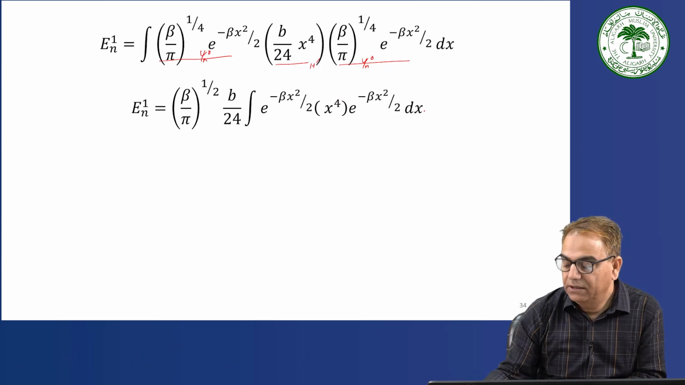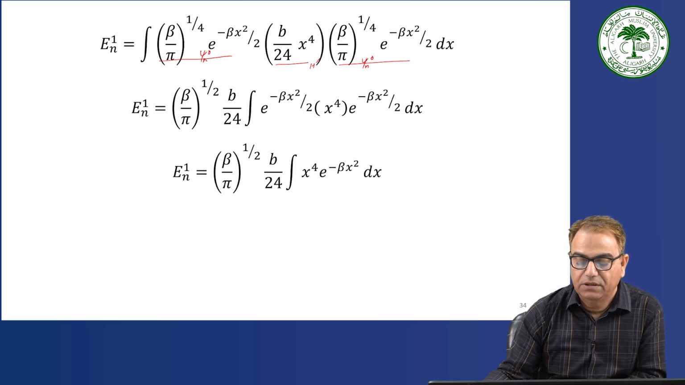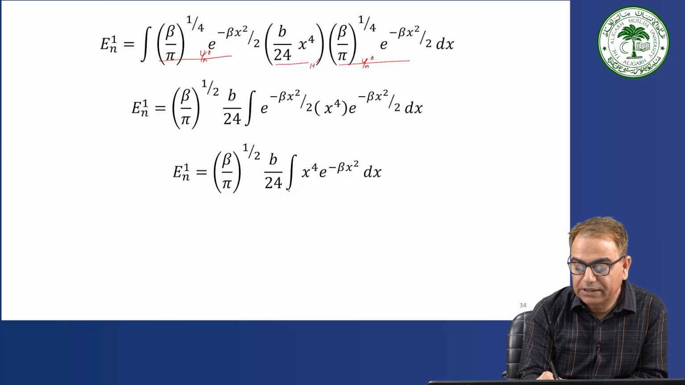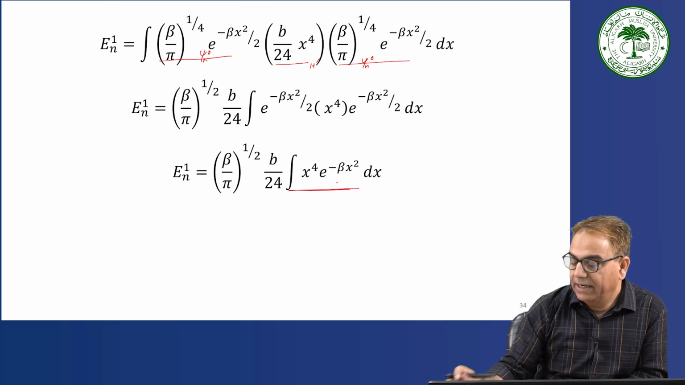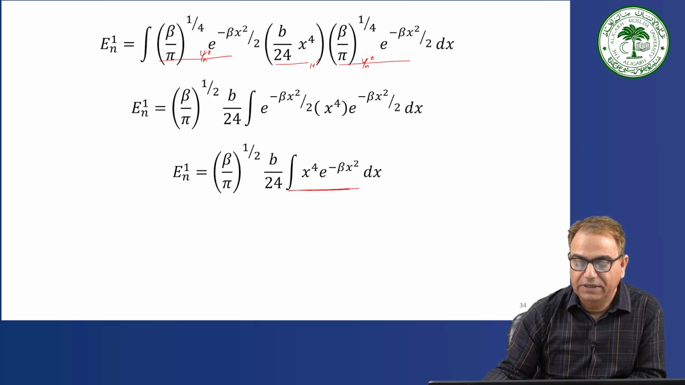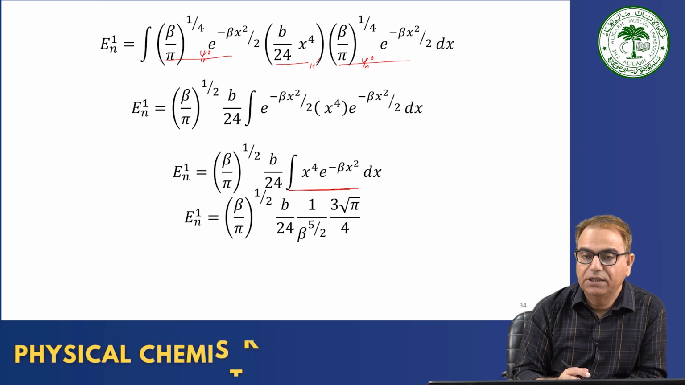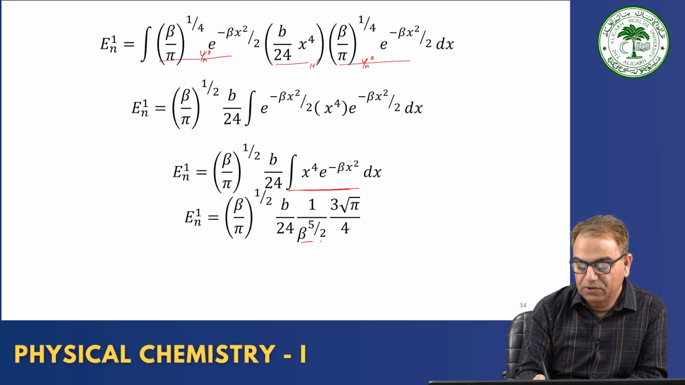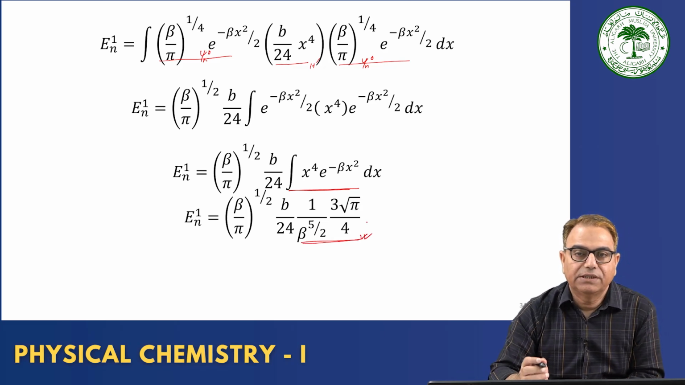If you sum these two exponential values, this is the equation: x raised to the power 4 exponential minus beta x square dx. This integral again will be from minus infinity to plus infinity, and this integral is known, and we have done it in the previous modules. If we have not done it, look for the standard integral table, and what you will get is 1 over beta raised to the power 5 by 2 times 3 root pi divided by 4. I have used standard integrals many times, so here I have not given it. You can go and see the standard integral table, you will get it.